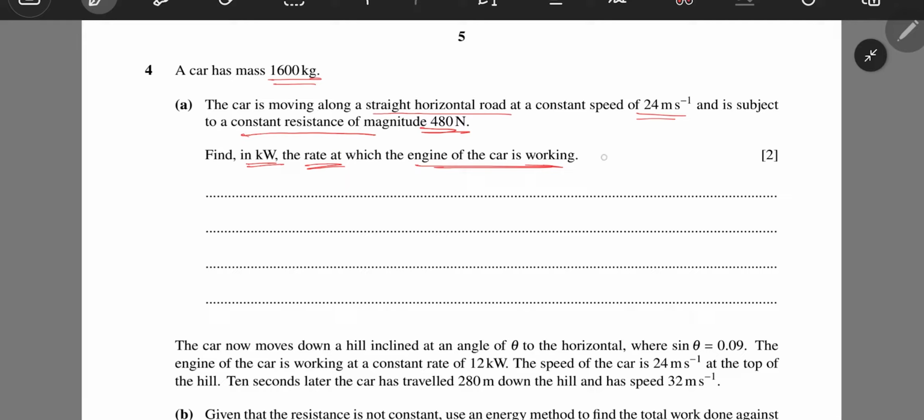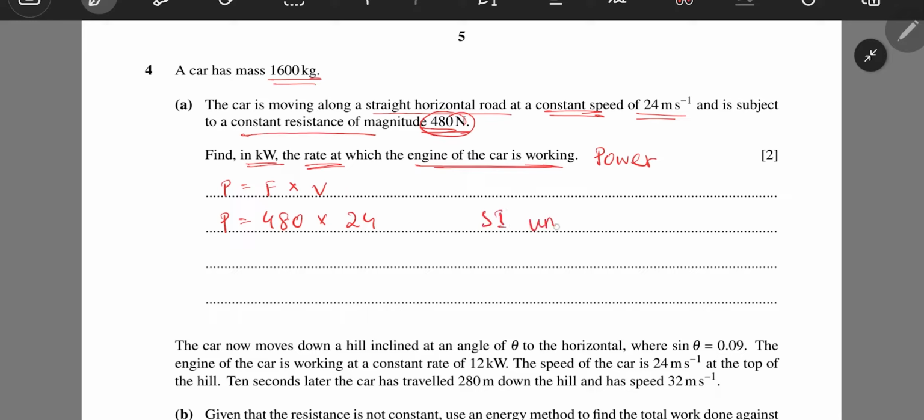Rate of work is just power. So they're asking us to find power. Power equals force times velocity. And since it's moving at a constant speed, the force we are going to use is the resistance. So P is equal to 480 times V. The V is 24.